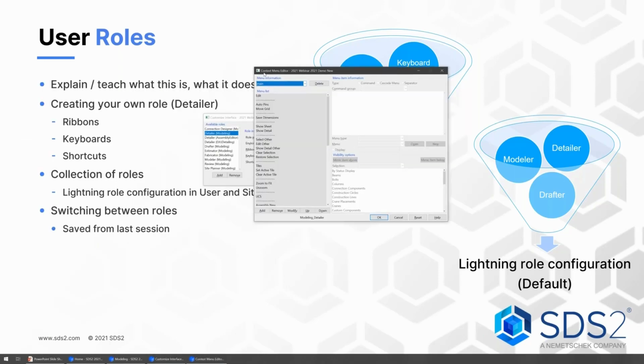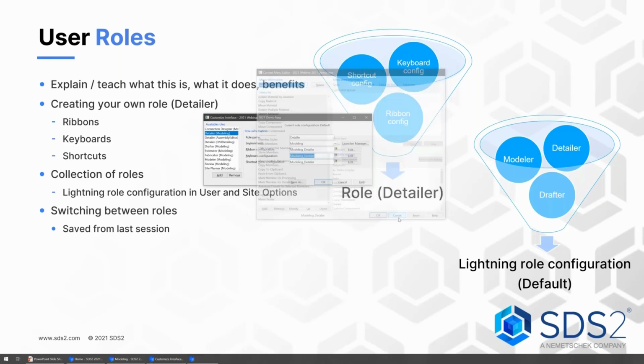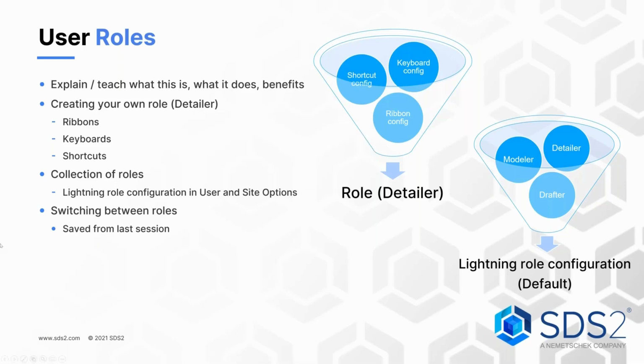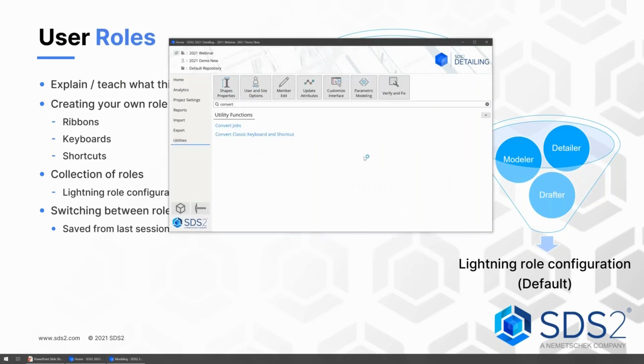And we also have the context or right-click menu editor. It's not changed in any way other than the fact that it now saves into individual files that you can mix and match using this customized interface screen. Once you've finished adding all of them or removing whatever you want, you can save it off as a role configuration. And I'm going to hit OK and then show you the user and site options location.